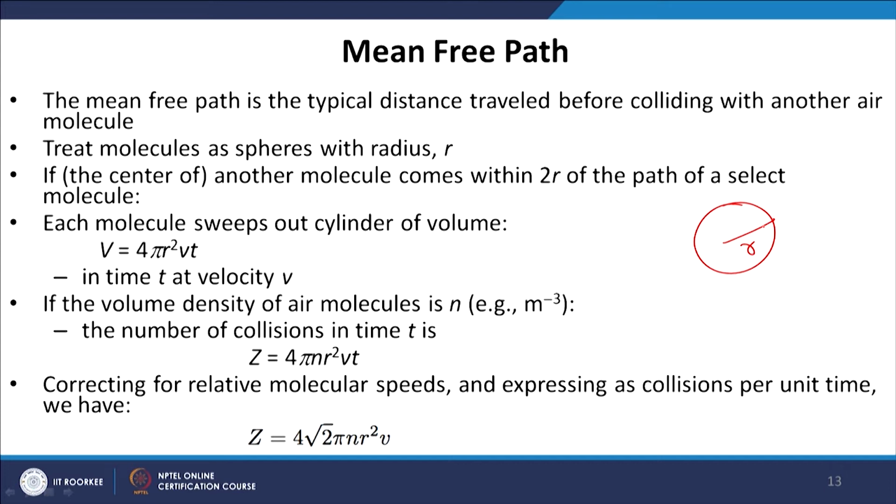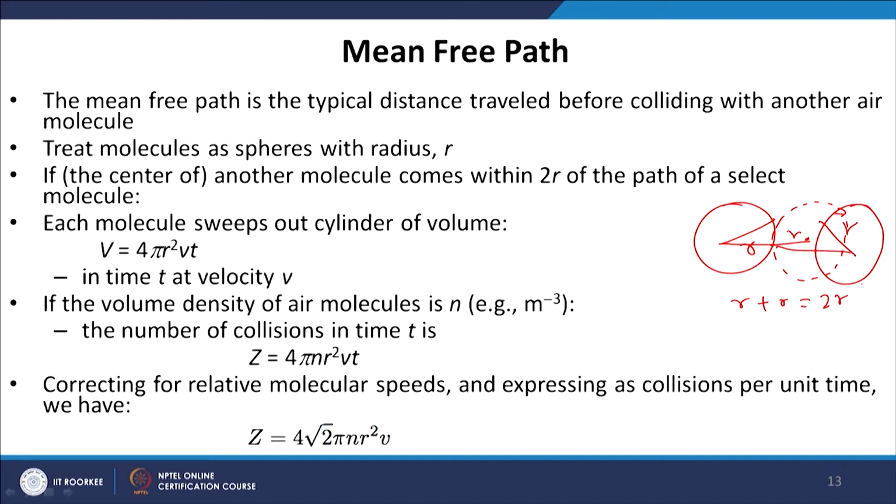If the center of another molecule comes within 2r of the path of a selected molecule, they collide. Now, if I have to collide this molecule with another gas molecule which also has a radius of r, then both of them have to come face to face. So, the sphere has to come like this. In that case, the effective radius will be r plus r, that is 2r, and that is why when the center of the other molecule comes within a distance of 2r, a molecule can undergo a collision with the other molecule.